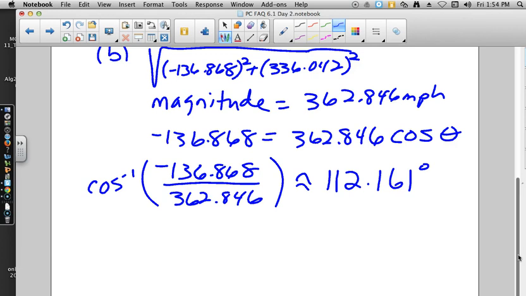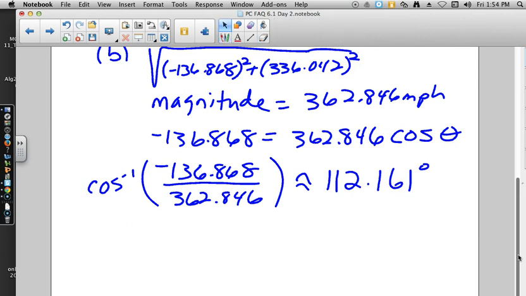But that's back in the trig, and the people that are flying the plane, the pilots, they want bearing. So you have to change that 112.161 back into bearing. So you could basically just take 360 and subtract our 112.16, but then you have that original 90 degrees.